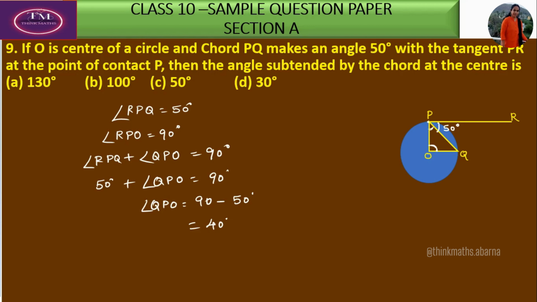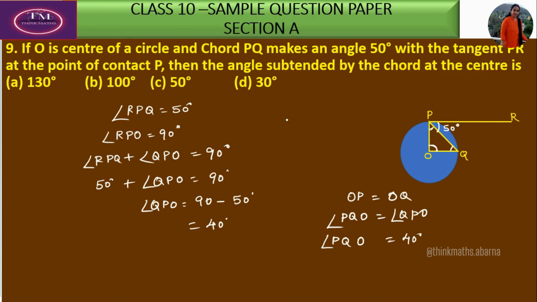Now we have OP and OQ. Both are radius of the circle. So OP will be equal to OQ. What we know? The angles opposite to the equal sides will be equal. So OP opposite is angle Q, that is angle PQO. Angle PQO is equal to, OQ's opposite angle is P, that is angle QPO. What is angle QPO? Already we found it as 40 degree. So angle PQO will also be 40 degree.